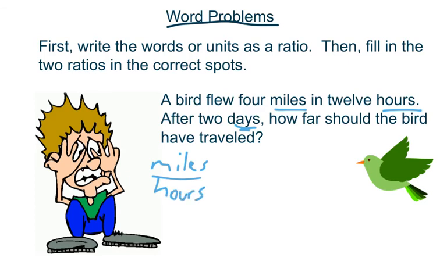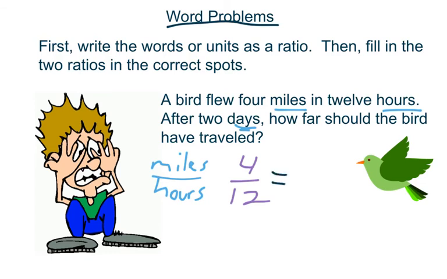So I just did the first step. I just wrote the words down as a ratio. So miles to hours. Remember, order matters. So if I write miles on top, now when I write my two ratios down, putting them in the correct spots means the miles should go on the top. So I'm going to write 4 miles over 12 hours, because 4 is miles and 12 is hours. Alright, that sounds easy enough.